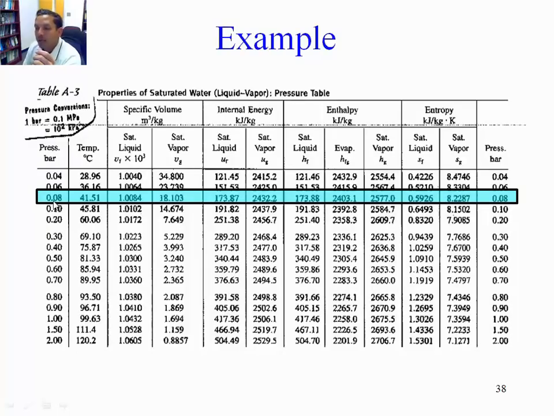So again, let's look at 0.08 bar, where saturation temperature is 41.51. We can use the enthalpy of saturated liquid, 173.88, because that is the exit of the condenser. Saturated liquid at 0.08 bar. And we have the entropy of saturated liquid, 0.5926.